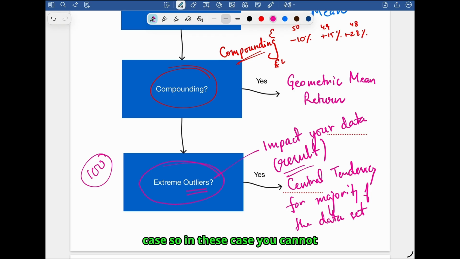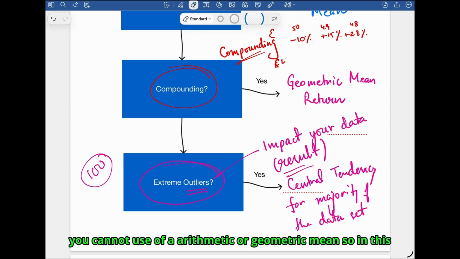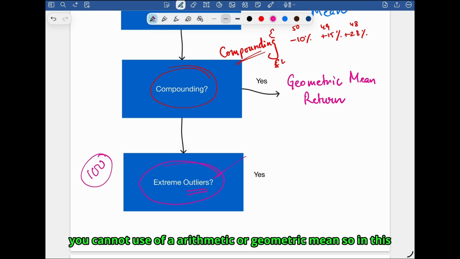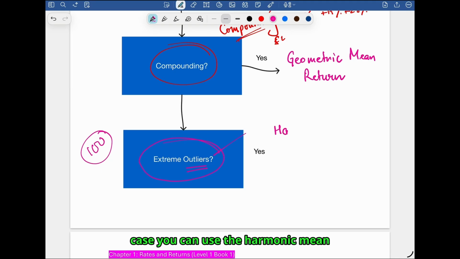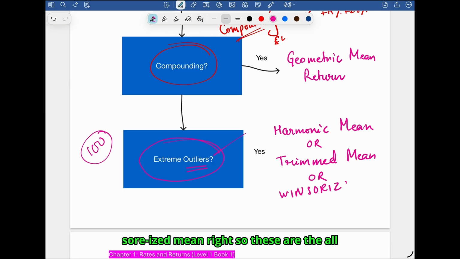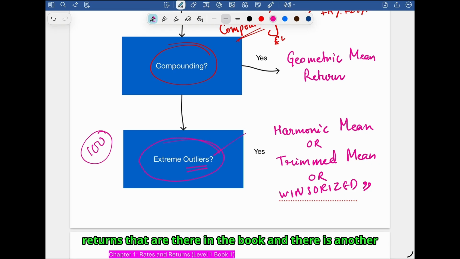So in this case, you cannot use arithmetic or geometric mean. In this case, you can use a harmonic mean, or you can use a trimmed mean, or you can use a Winsorized mean. So these are all the returns that are there in the book.